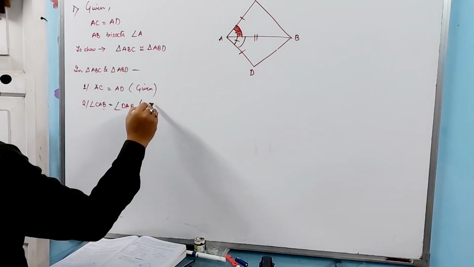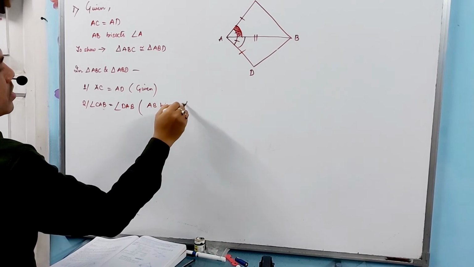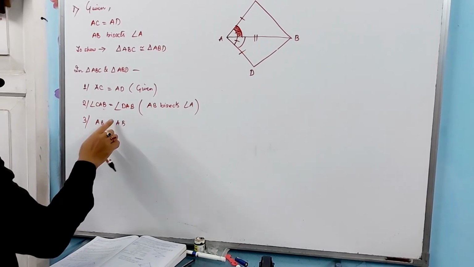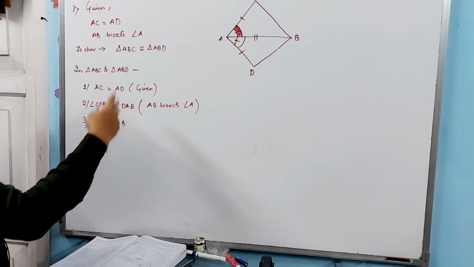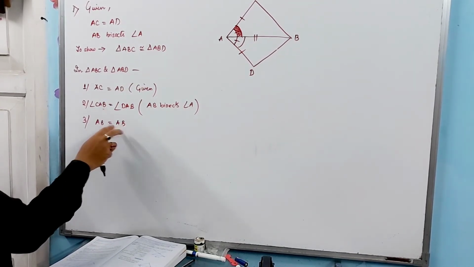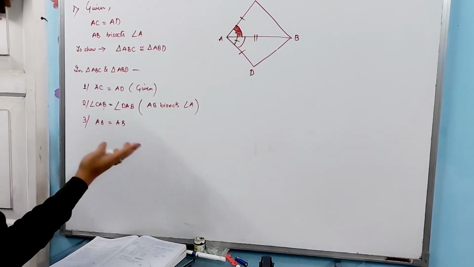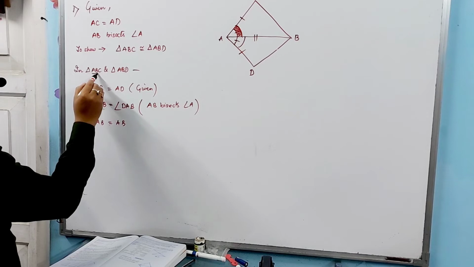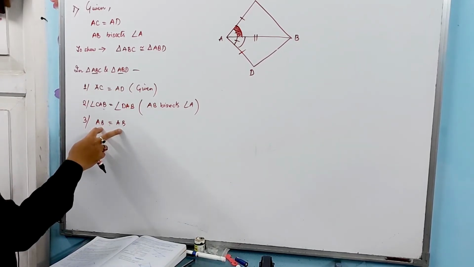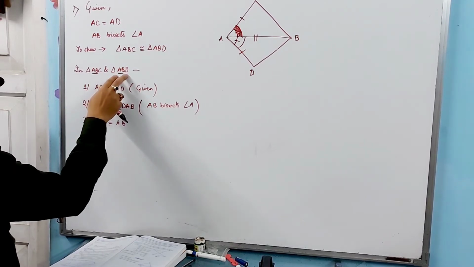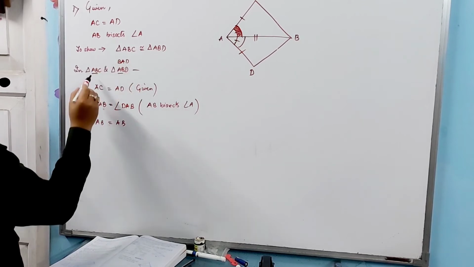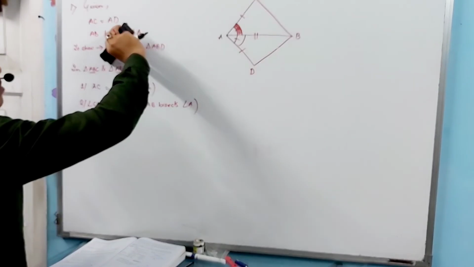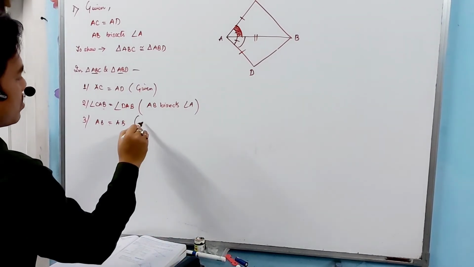Why? Because AB bisects angle A. After that, the third one, what is the common side here? AB equal to AB. Sometimes we write AB equal to BA, no? So in some questions we will be writing AB equal to BA, but in this case we will be writing AB equal to AB. So how to know whether we have to write BA or AB? You can check it here. See how it is written: AB, AB. Then we write AB, AB. In some questions it will be given in this way: triangle ABC, triangle BAD. Then you see AB, BA. So by looking at it, we can easily come to know what to write. In this case, we'll write AB equal to AB, that is common.